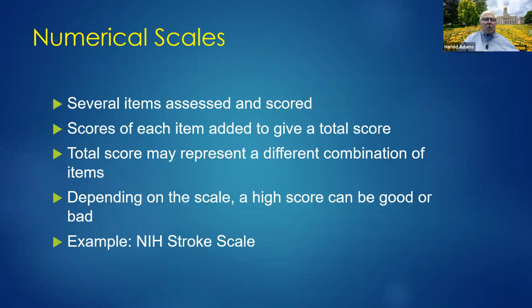So numerical scores have several items that are assessed and scored individually. Each of these scores are then added up to give a total score. Now, for example, with the NIH stroke scale, you can get 10 points by many different ways. Depending on the design of the scale, a high score can be good or bad. For example, with the NIH stroke scale, you want a low score, like golf. You want to be in the Masters tournament rather than at the local one. Next slide.